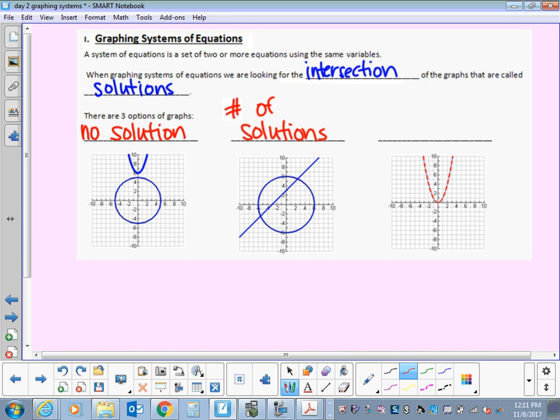And the third one, it looks like just one parabola, but it's really 2. It's on top of each other. So how many solutions is that? A better word is infinite. Infinite solutions. That means you can't even count. There are so many. Each point that it touches each other is a solution.